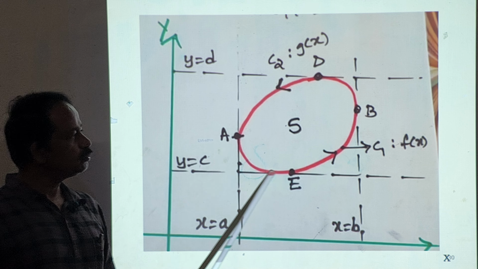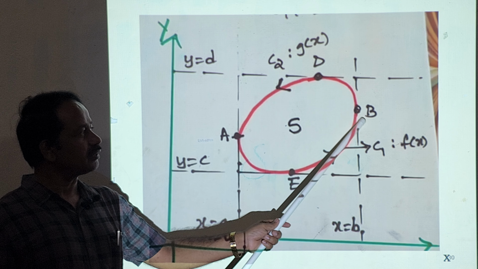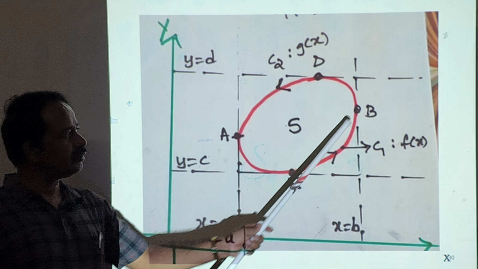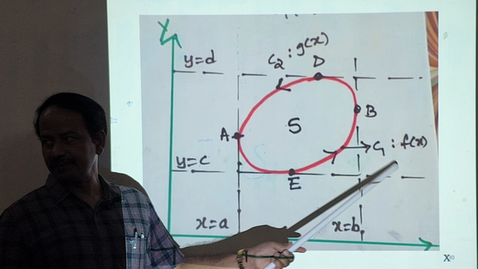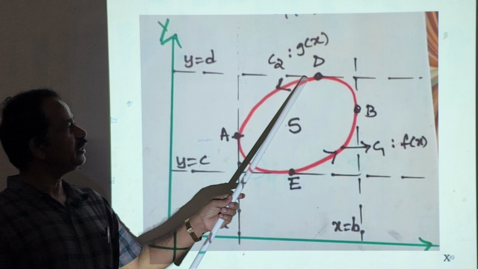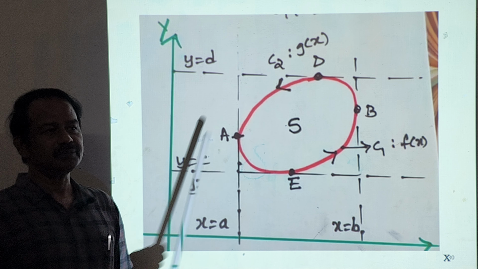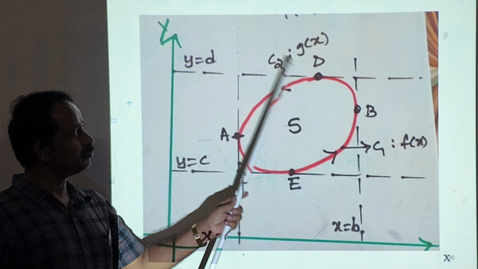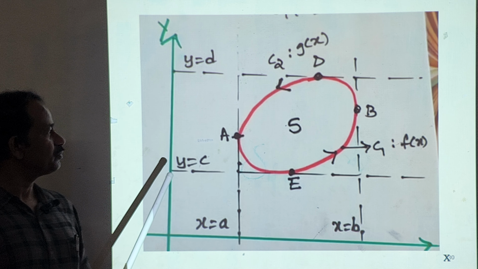Now we have two curves. One goes from A to B, another goes from B to A. A, E, B is denoted as C1, which is equal to f of x, a function of x. Similarly, B, D, A is the C2 curve, which is g of x. Your total curve C equals C1 plus C2. So this is a description of the figure.